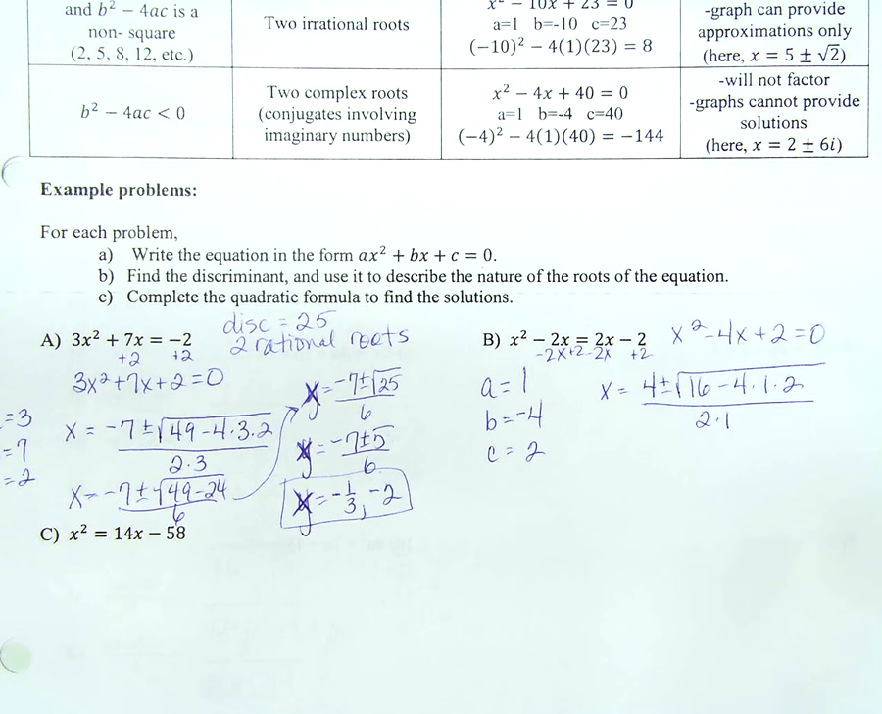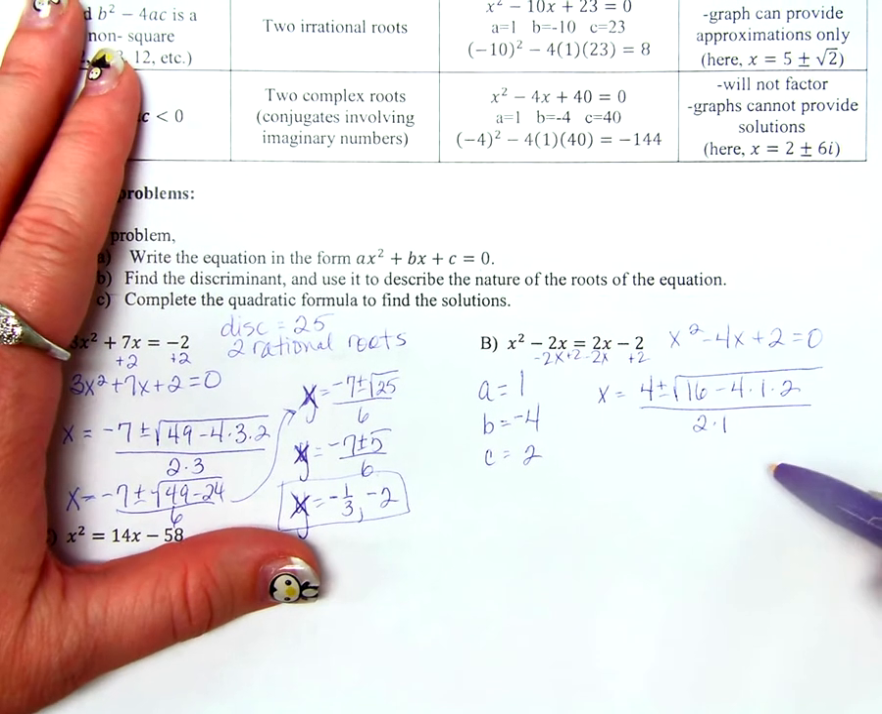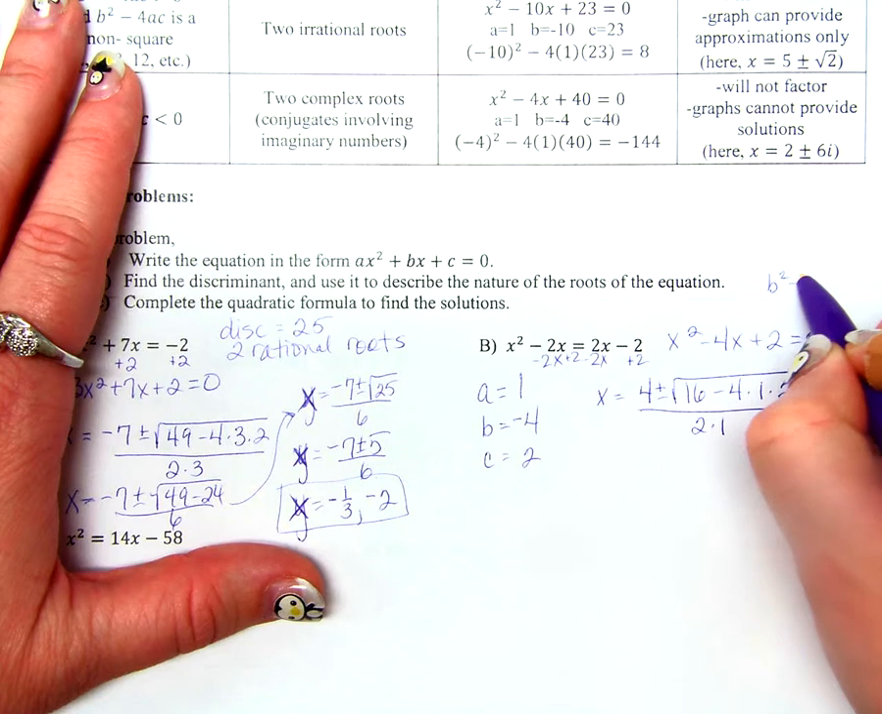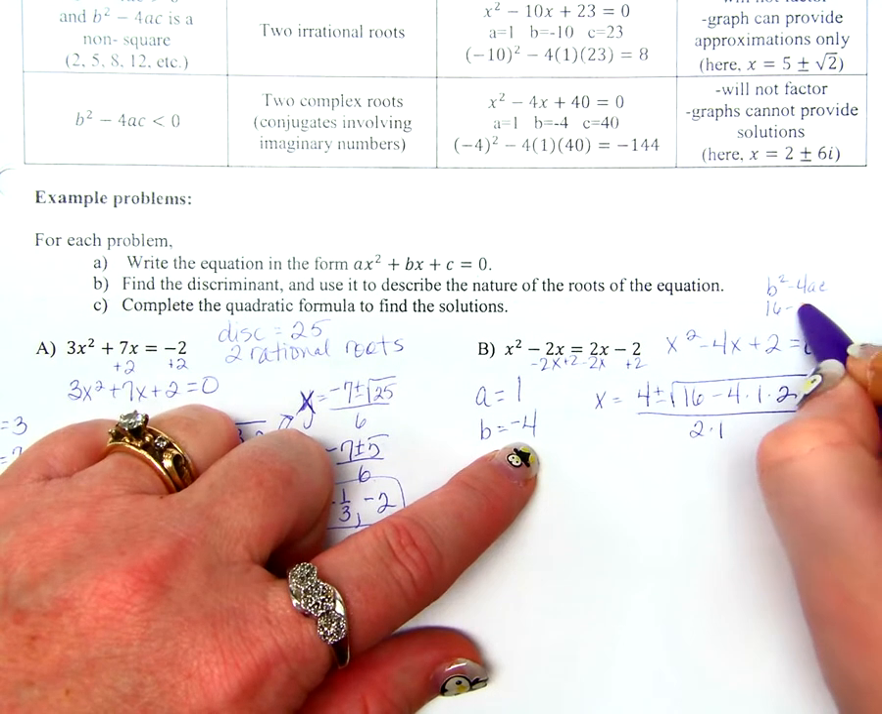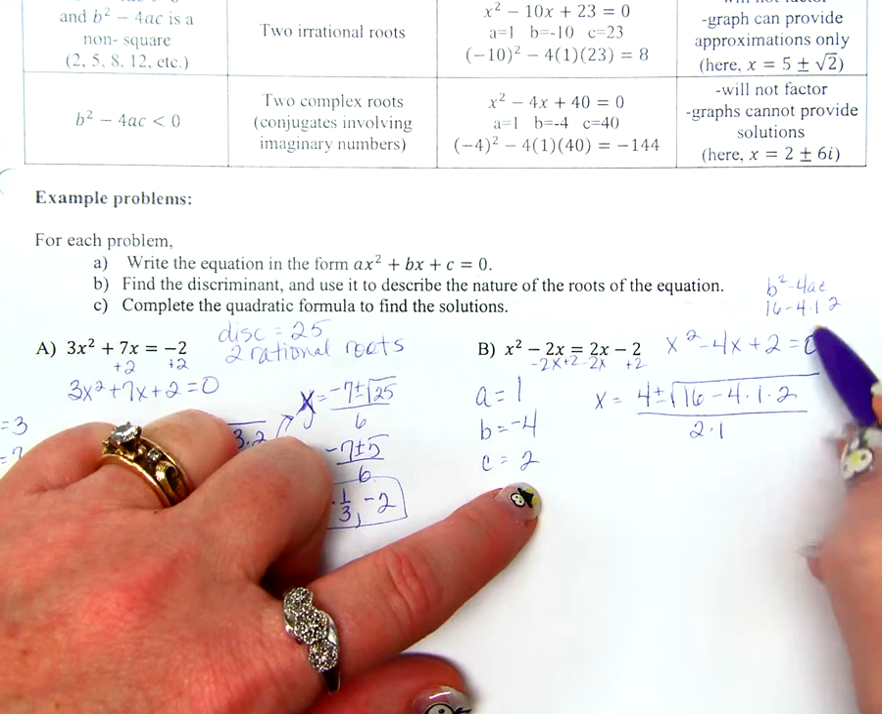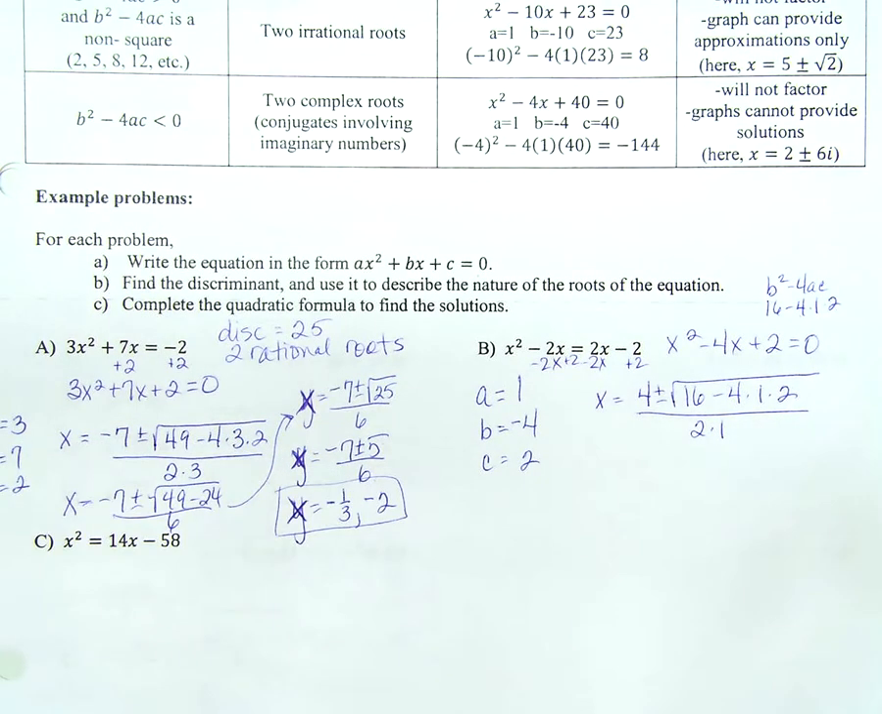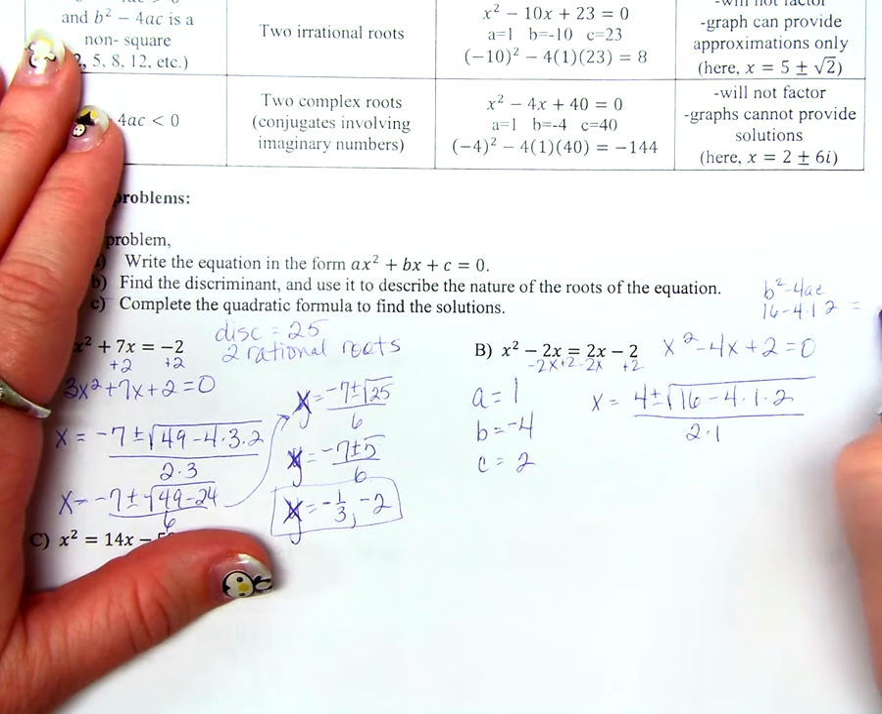Oh, I even said we were going to find the discriminant, and I totally forgot. Let's find the discriminant real fast before we go on, okay? B squared minus 4AC is the discriminant. B squared is 16 minus 4 times 1 times 2. 4 times 1 times 2 is what? 8. So 16 minus 8 is what?